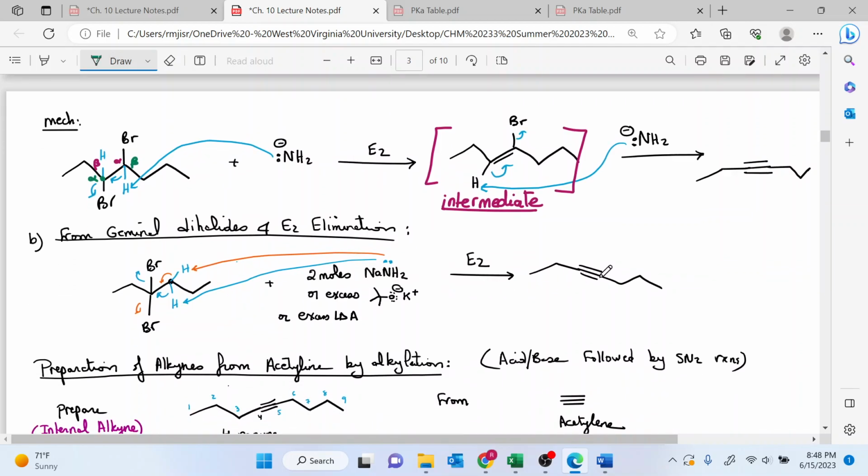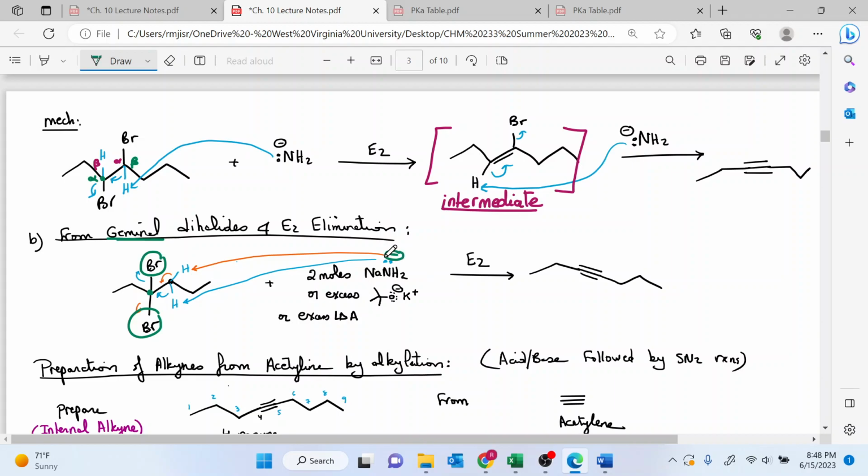Triple bonds can also be prepped by dihalides, but now the dihalides are on the same carbon, and these are called geminal dihalides. So whenever your functional groups belong to the same carbon, we use the term geminal. And it's the same idea. We're doing a double elimination in this case, and we are using excess of the base. It's an E2 elimination because the base is a strong base.